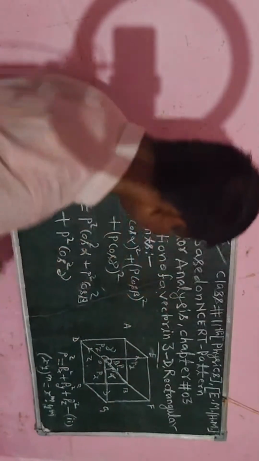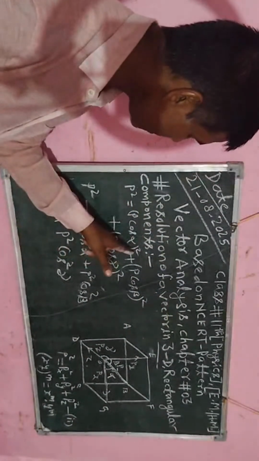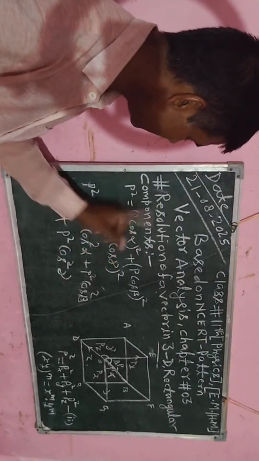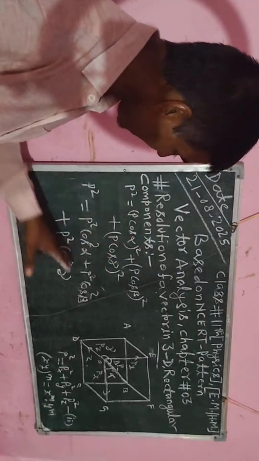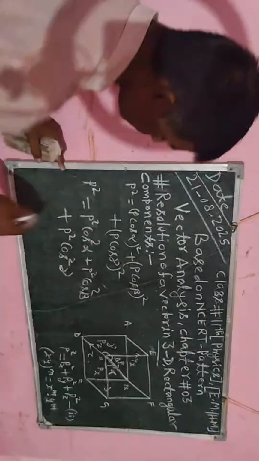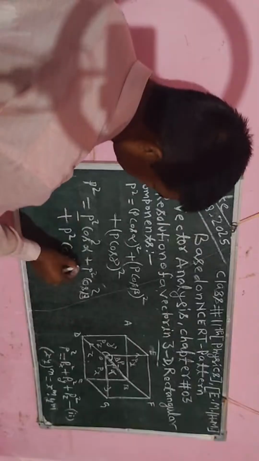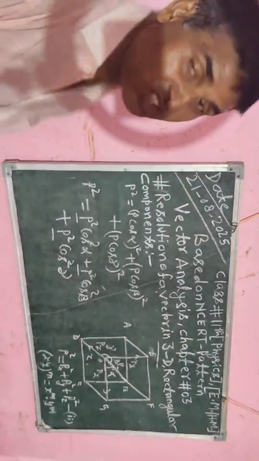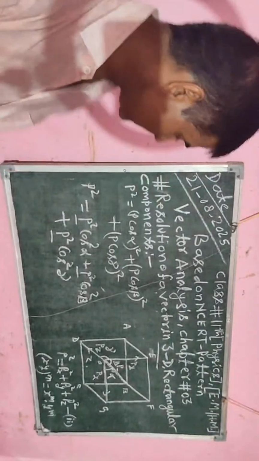That concept I have written here, because the power is equal to 2, so this 2 will come on this and this 2 will come on cos square. So I have written this. Now concentrate here: P square is available in each term, so I will take P square common.